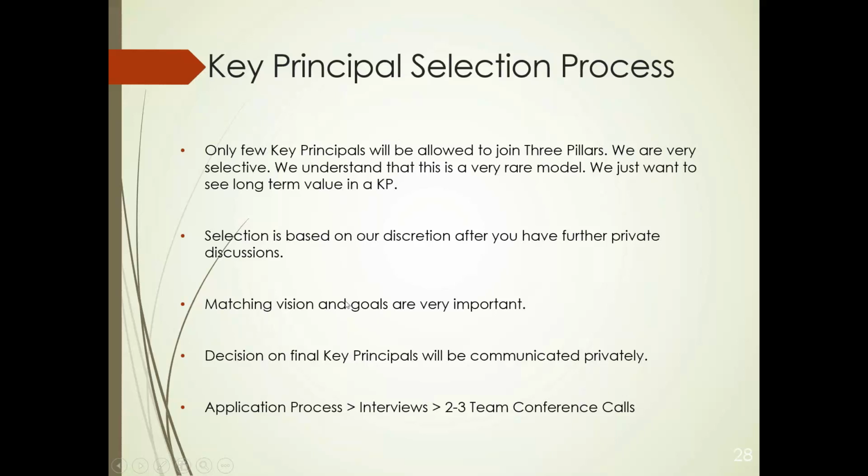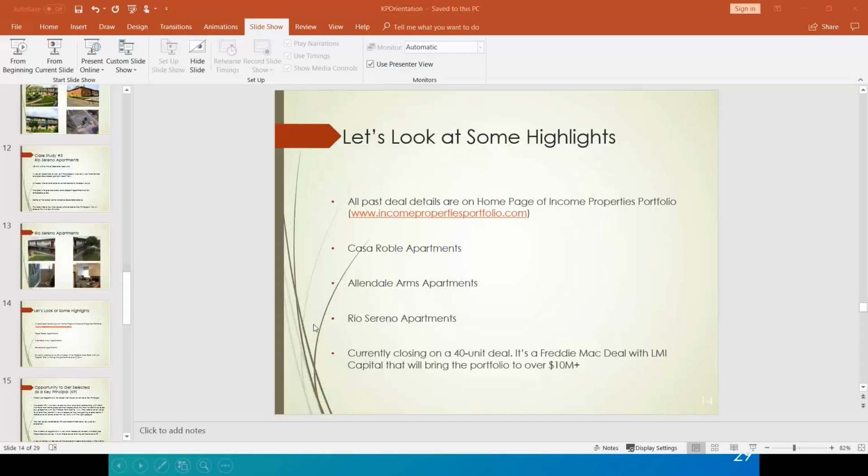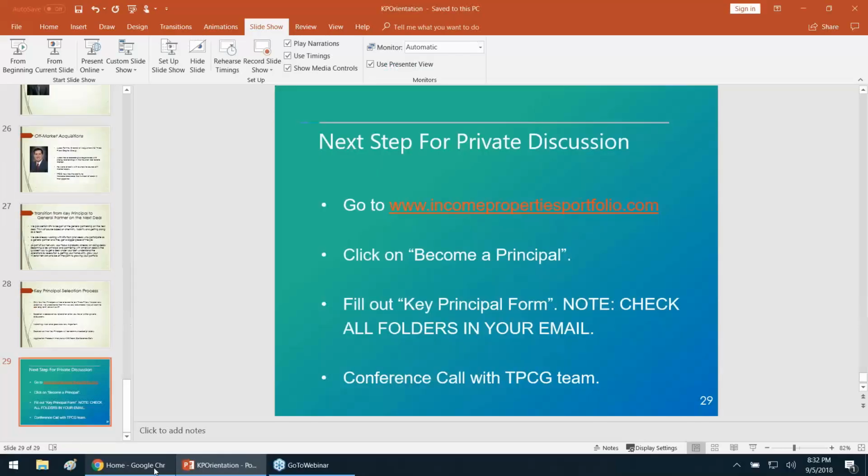And so there's an application process, and then we have a few interviews and a few conference calls with our team. You already met Josh and Lucas. So the way to get started, for those of you that do want to be considered as a key principal, you would go to incomepropertiesportfolio.com, click on Become a Principal. Let me just show it to you, right? It's going to be easier.